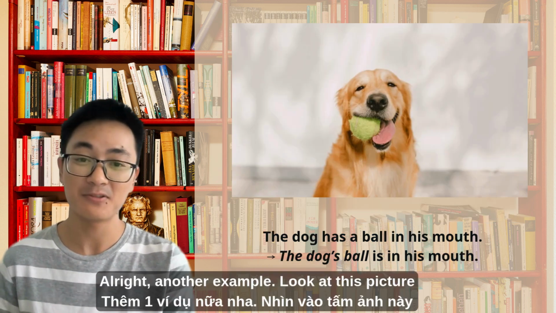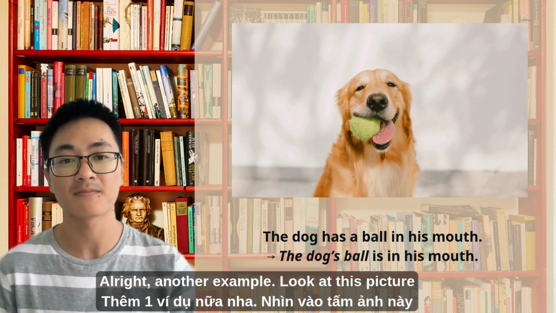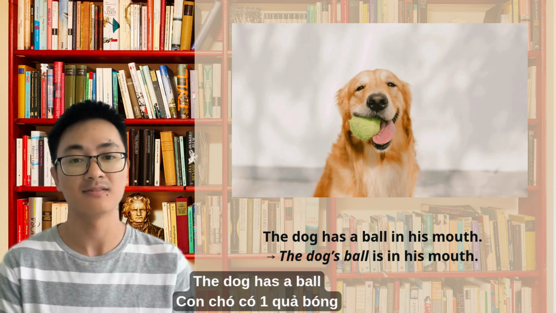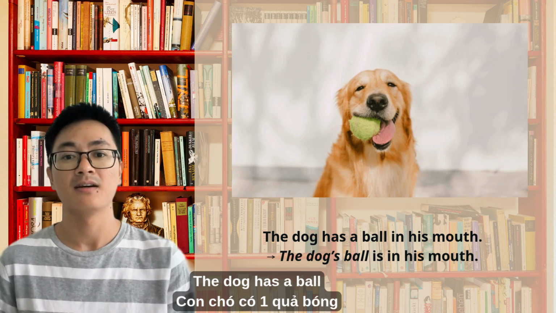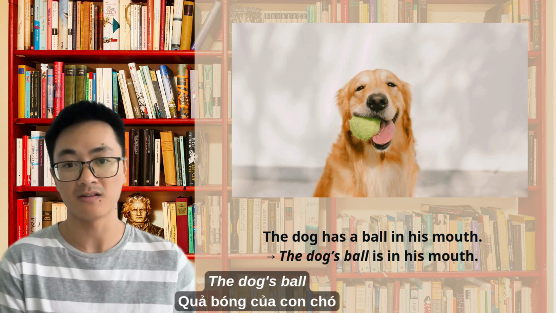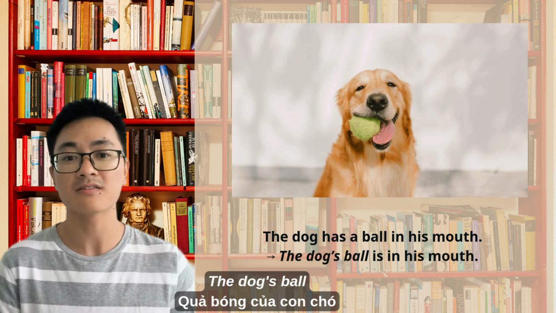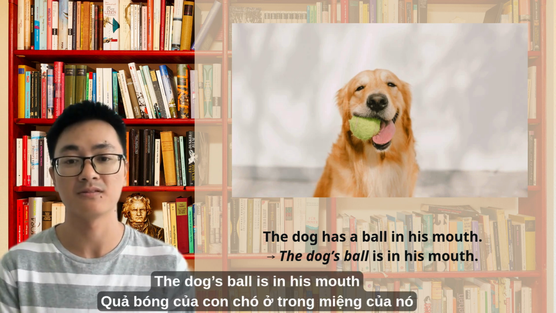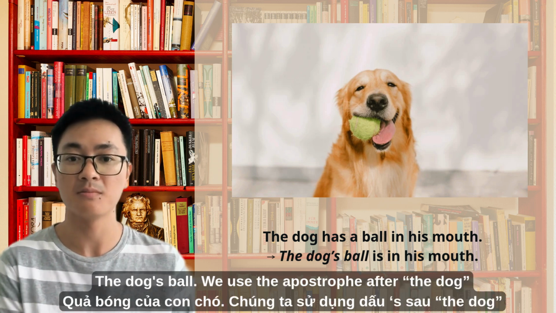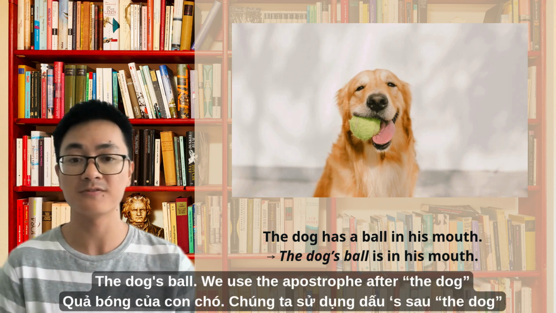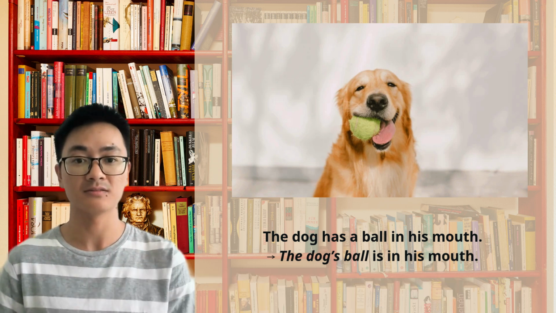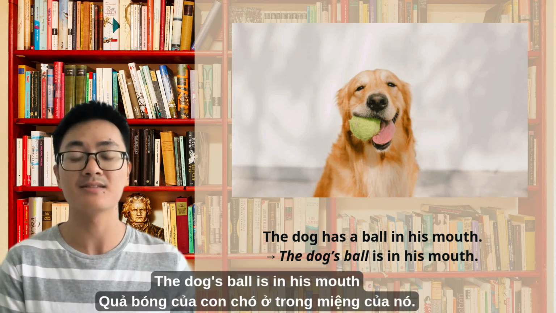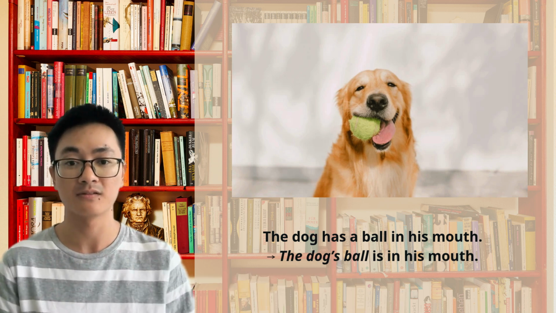Alright, another example. Look at this picture. The dog has a ball. The dog's ball. The dog's ball is in his mouth. We use the apostrophe after the dog. The dog's ball is in his mouth. Okay?